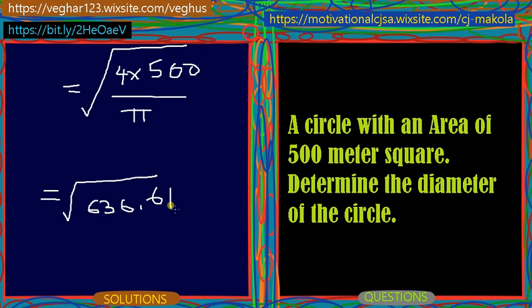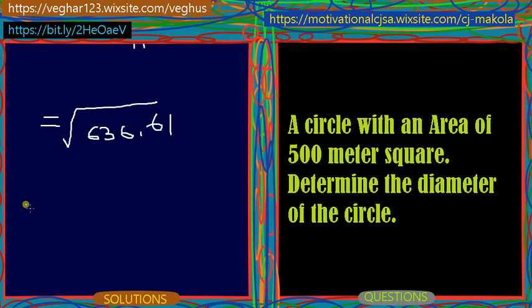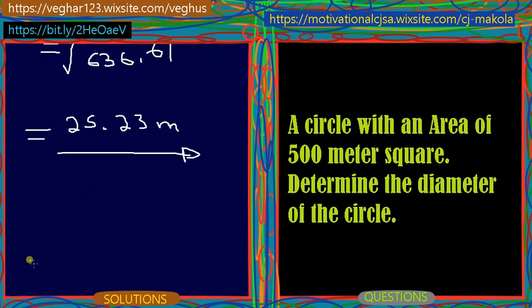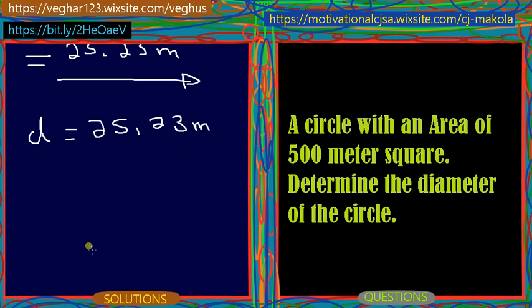you get 636.61 for the inside part. And then after finding the square root it is 25.23 meters, because it's in meters, it will be in meters. So the diameter is equal to 25.23.